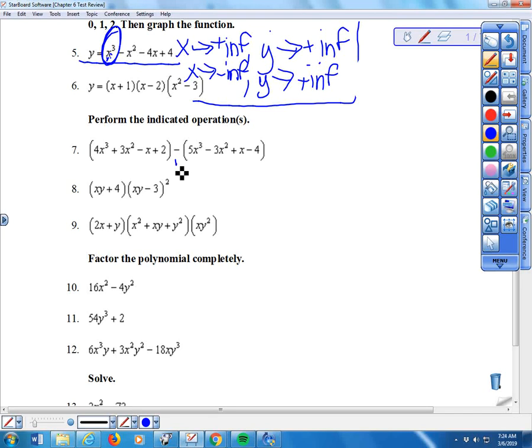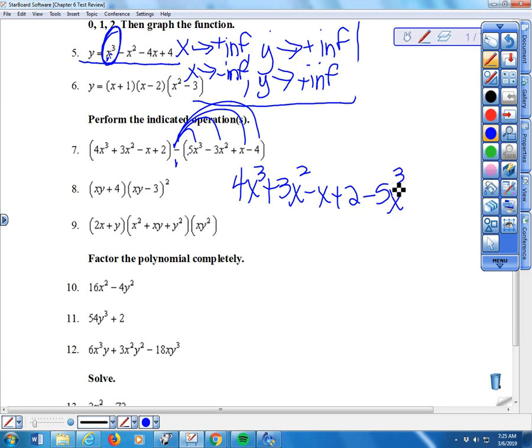And the easiest way to tackle a subtraction problem is to go ahead and distribute that negative 1 to every term and then make it an addition problem. So I'm going to go ahead and do that. I'm going to write the first expression exactly the way it's written. I don't need the parentheses anymore because I'm going to handle this negative distribution and it's going to become an addition problem. So negative 5x cubed plus 3x squared minus x plus 4.